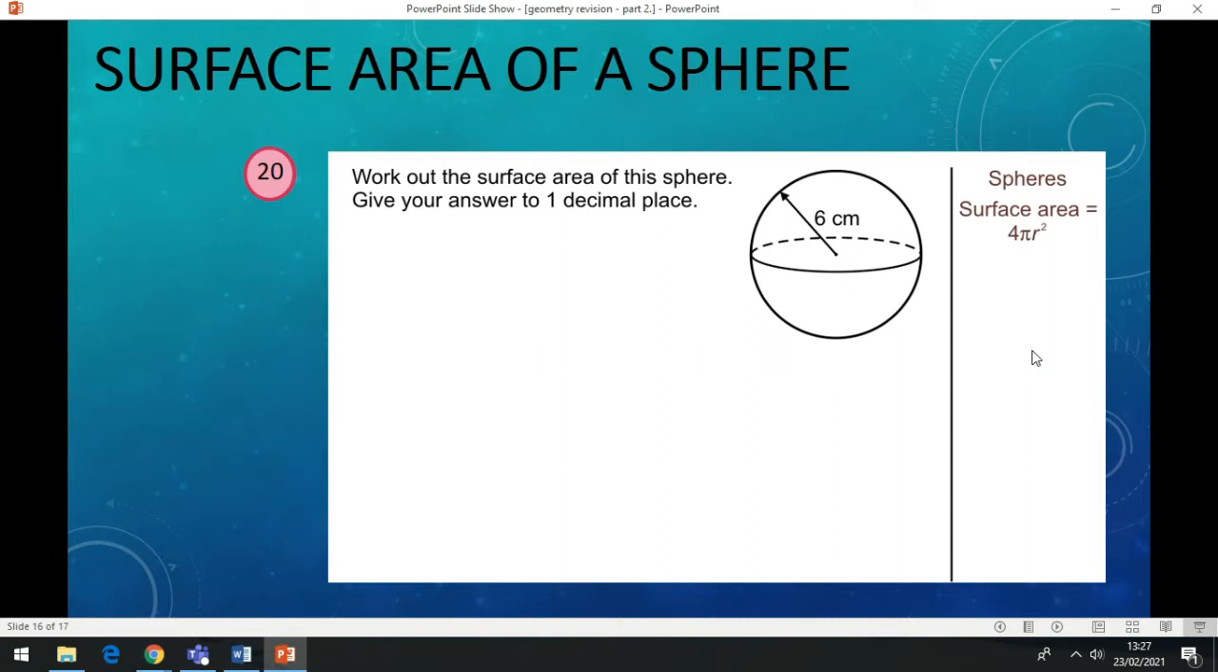Surface area of a sphere. Now it tells us here the surface area of a sphere is 4 pi r squared. So all we need to do is to substitute the values that we know into that. Have a go.